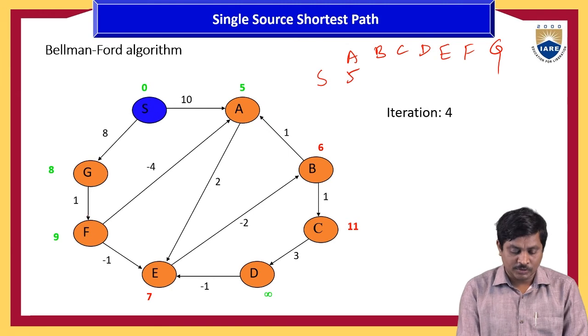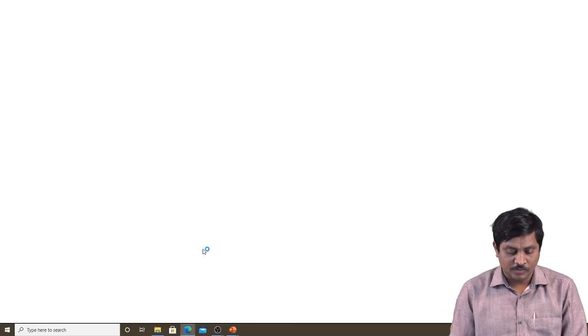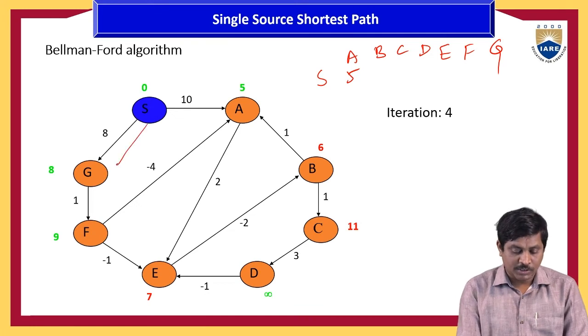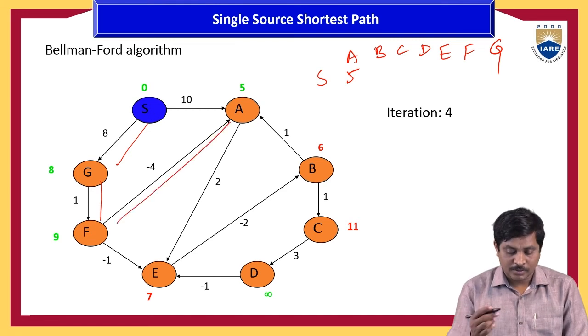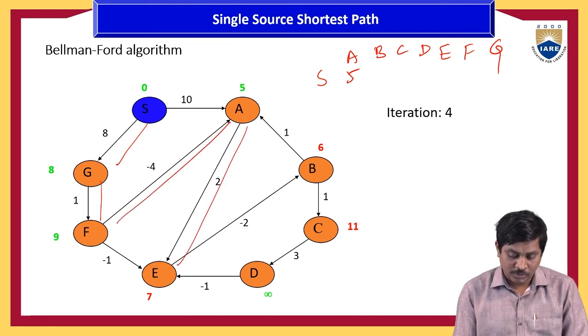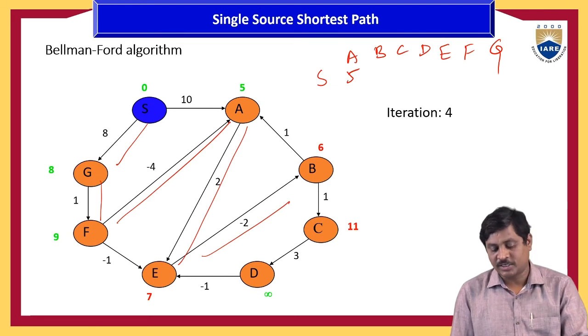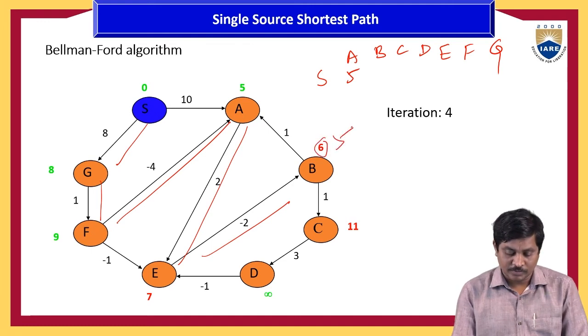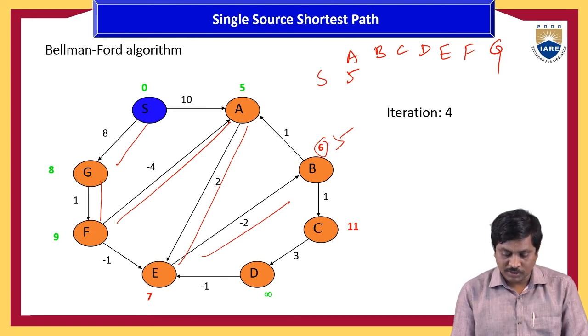S to B: S to G, G to F, F to E, E to B. Now S to G, G to F: 8 plus 1, 9. 9 minus 4, 5. 5 plus 2, 7. 7 minus 2, 5. So this value is 5. We consider 3 mediator nodes. 1, 2, 3, 4 mediator nodes, so that's why here we consider only 3 mediator nodes.